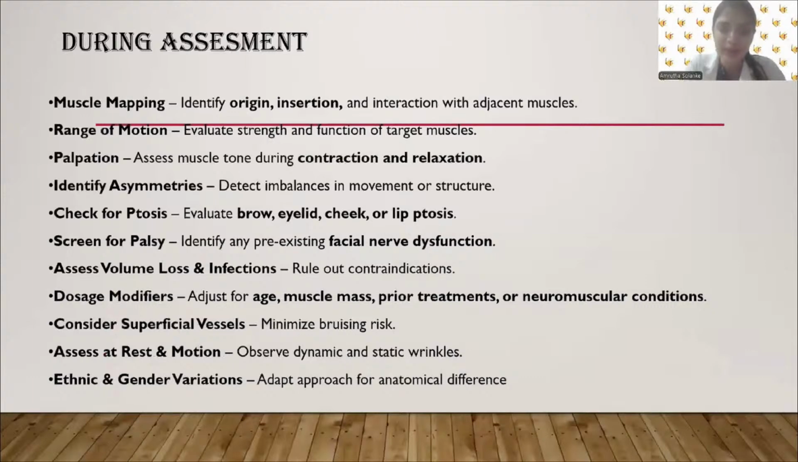You have to palpate the muscle to assess the tone, identify asymmetries, check for ptosis, evaluate the brow, eyelid and the cheek or lip ptosis, screen for palsy, and assess volume loss and infection to rule out contraindications. Dose modifiers: adjust for age, muscle mass, prior treatments or neuromuscular conditions. Consider the superficial vessels to minimize bruising risk. Assess at rest and in motion.